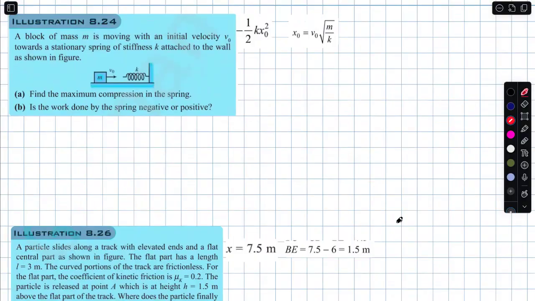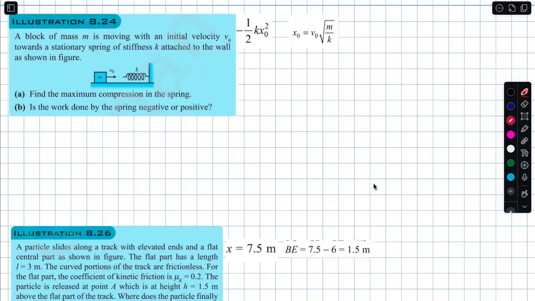A block of mass M is moving with an initial velocity V0 towards a stationary spring of stiffness constant K attached to the wall as shown in the figure. Find the maximum compression in the spring. Is the work done by the spring negative or positive?